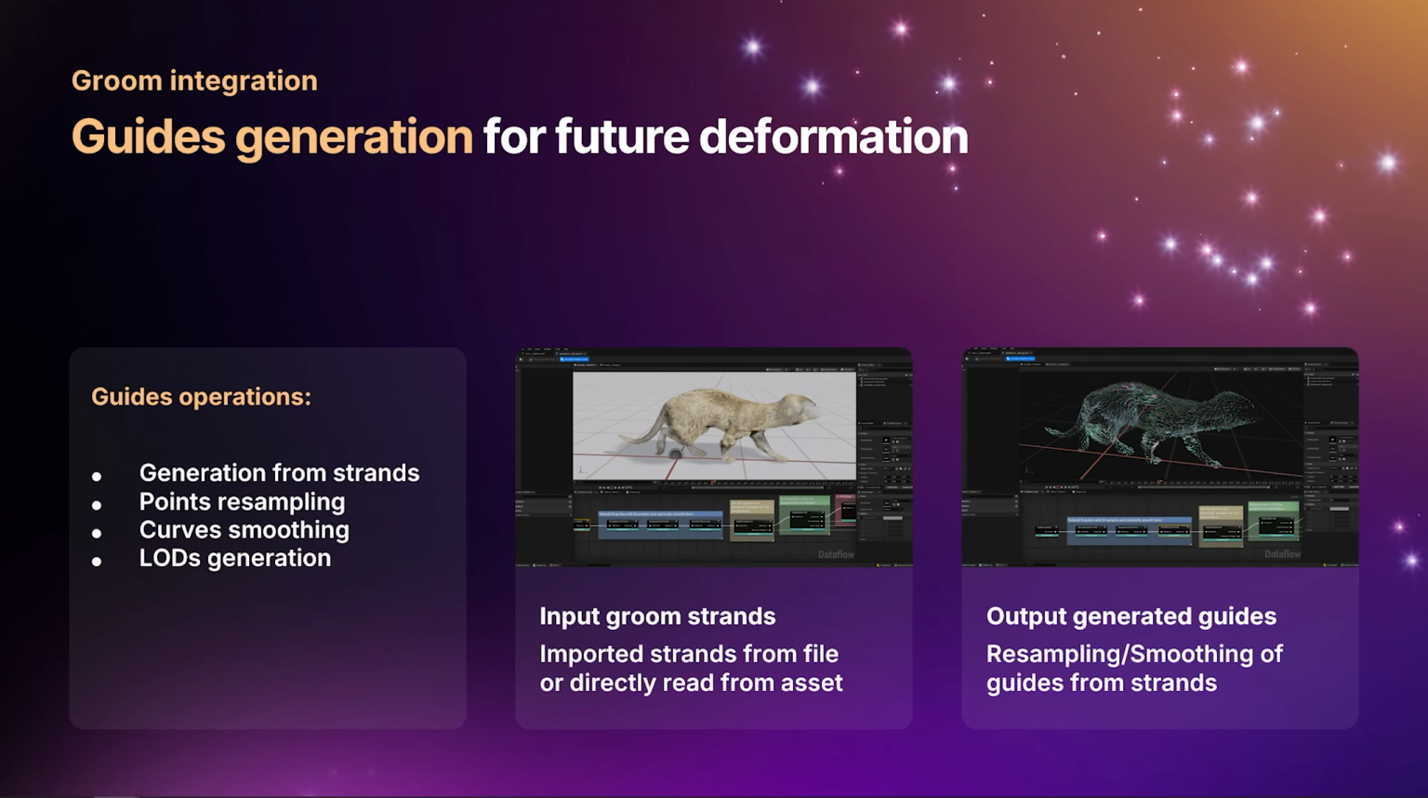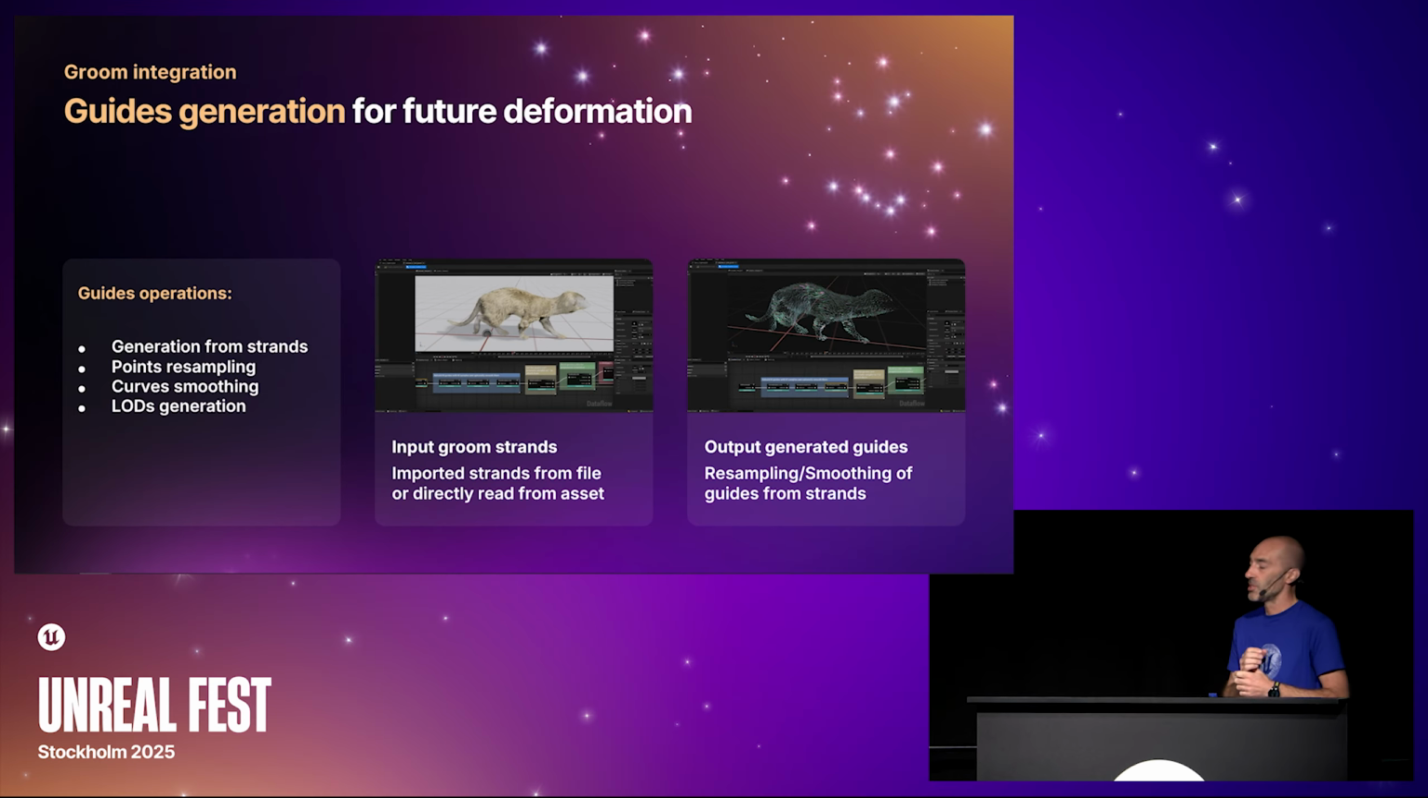Another feature we tackled was the guide generation. Before, the guide generation was a bit spread out. The pipeline was more or less: you had the choice to import the guides directly from the DCC. The second option was to import only the strands and regenerate a part of the guides based on a percentage of the strands that you wanted.